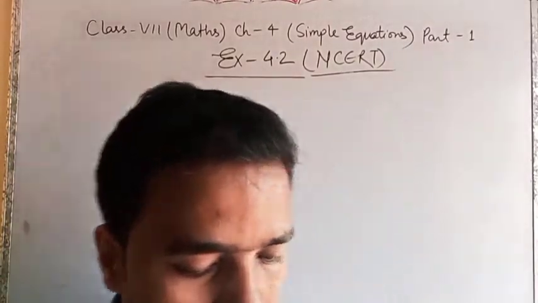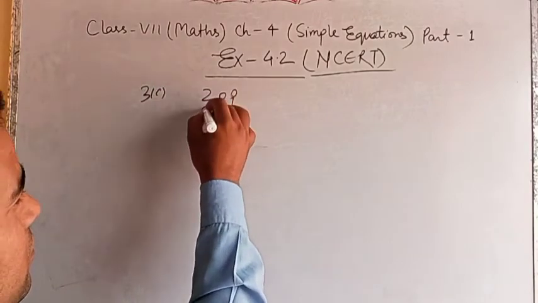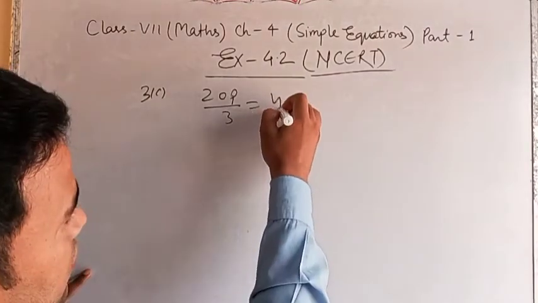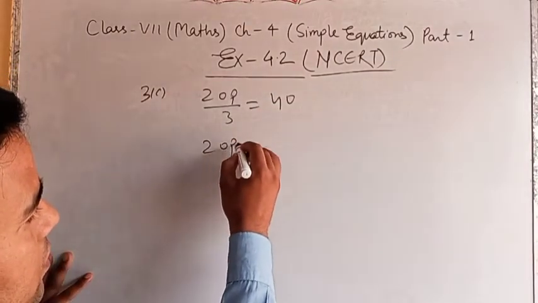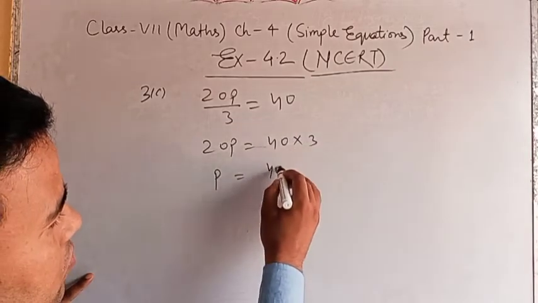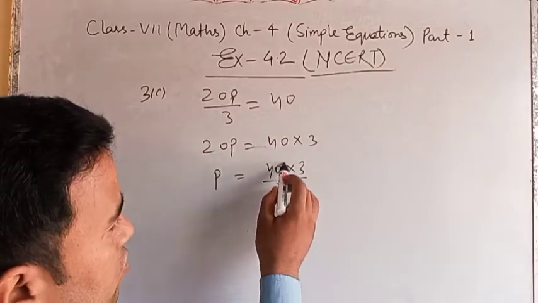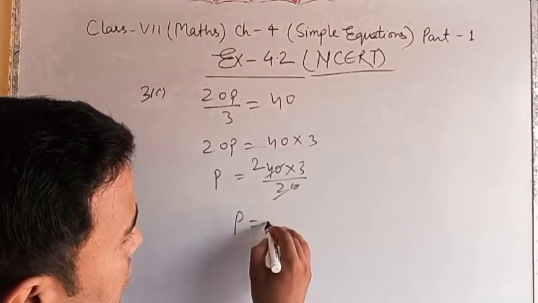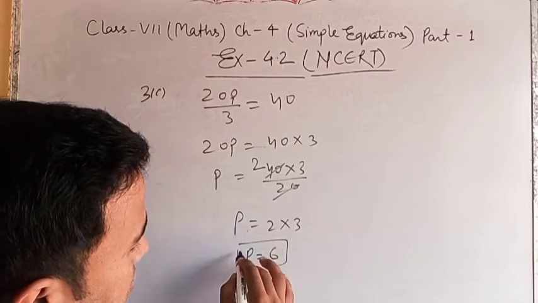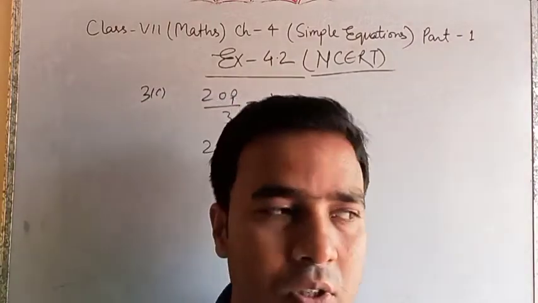Third C, 20p by 3 equal to 40. 20p equal to 40 into 3. Then p equal to 40 into 3 by 20. Clear? 20 twos are 40. Then p equal to 2 into 3. P equal to 6. Clear? P equal to 6.